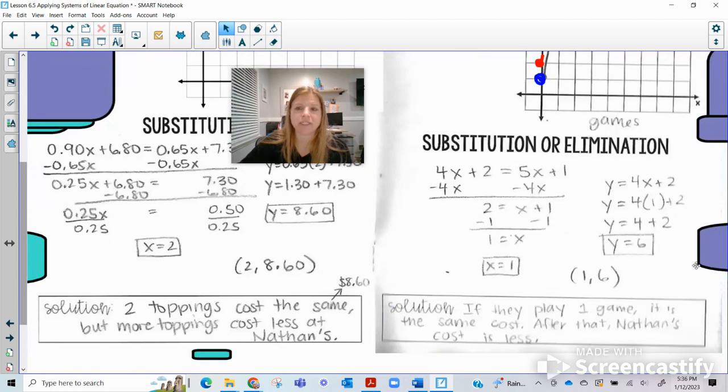Which means that if they each play just one game, it's the same cost. It would both cost them $6. But after that, since Nathan's game cost is only $4 per game, it would be cheaper for him if he played more than one game.